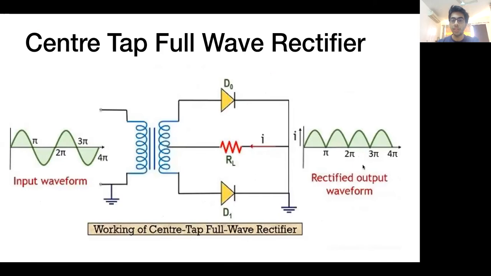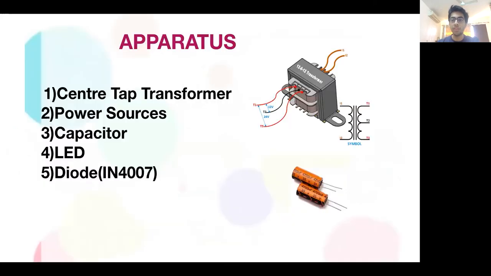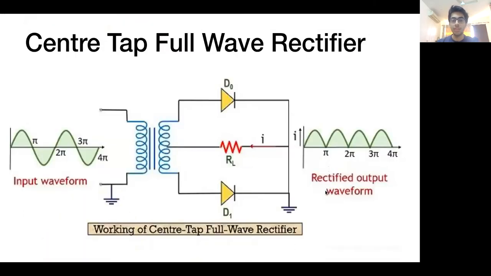Now we come to the center tap full wave rectifier. Before this, let us have a look at the apparatus required. We have a center tap transformer, power sources, a capacitor, an LED, and diodes. Let us see how this basically works. This is the circuit diagram. We can see that in the previous case we only had half rectification, but here the full wave is getting rectified. So how is this circuit achieving full wave rectification? We will try to understand that.